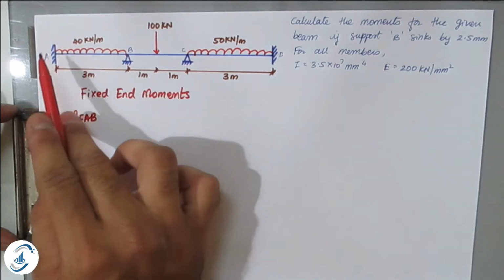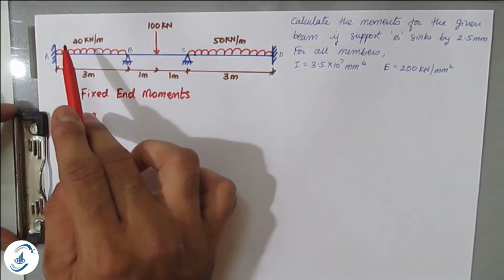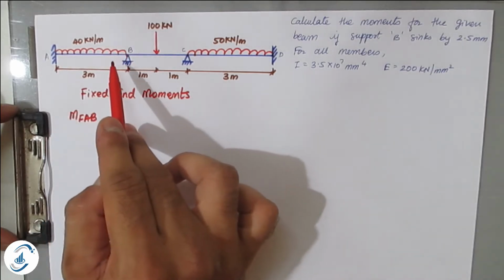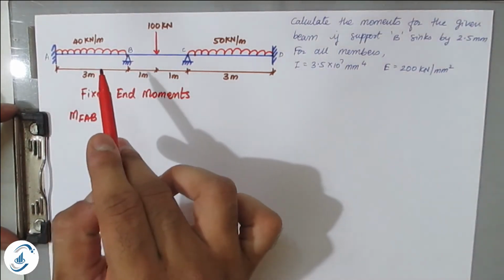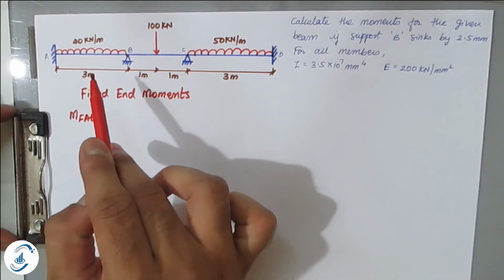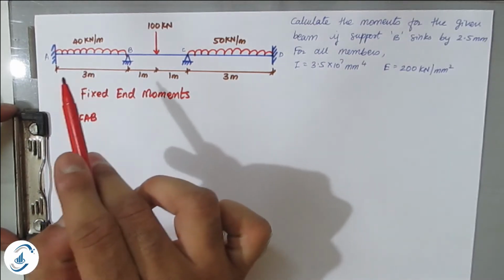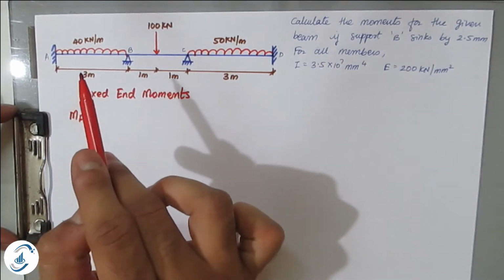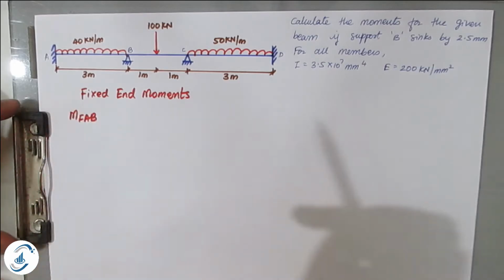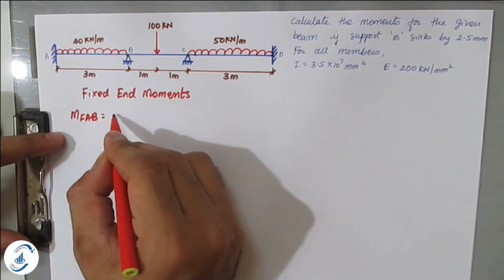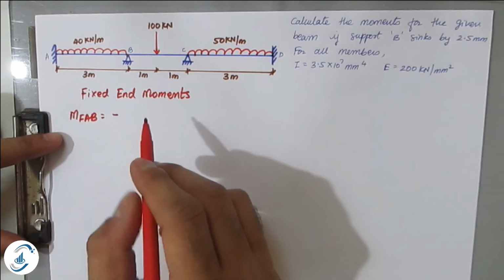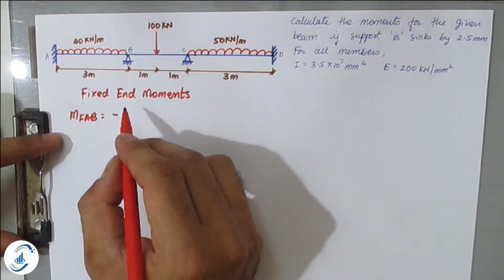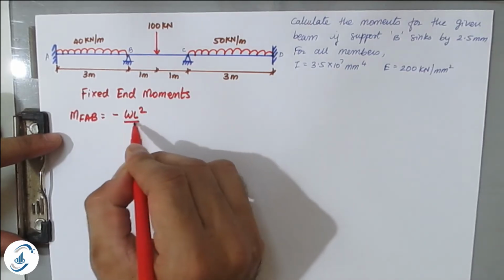So MFAB will be considered as negative because it will be rotating anti-clockwise and MFBA will be considered positive because it will rotate clockwise. So all these things are explained in the previous videos and also there is a playlist of slope deflection method. Please go through it so that you will get a clear idea about what we are speaking in this problem. So MFAB will be anti-clockwise like this. So therefore it is a negative sign and the fixed end moment for UDL is WL square by 12.